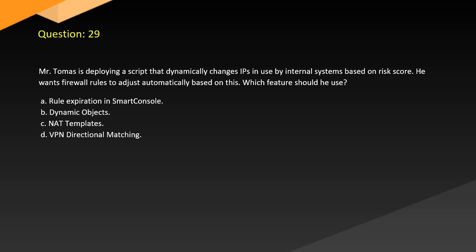Question 29. Mr. Tomas is deploying a script that dynamically changes IPs in use by internal systems based on risk score. He wants firewall rules to adjust automatically based on this. Which feature should he use? A. Rule expiration in SmartConsole. B. Dynamic objects. C. NAT templates. D. VPN directional matching.